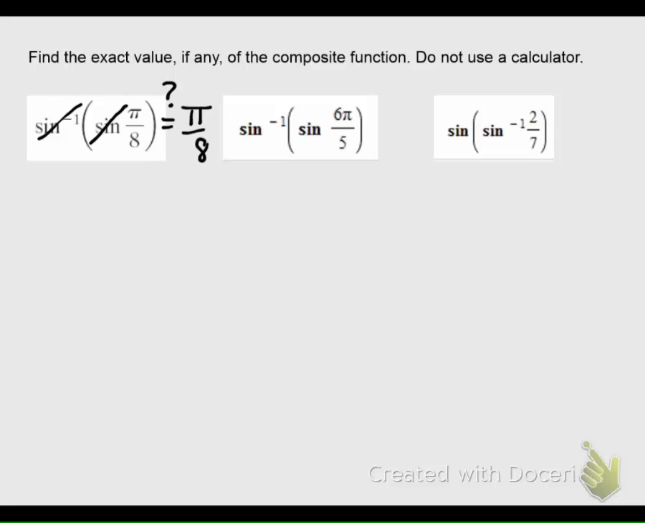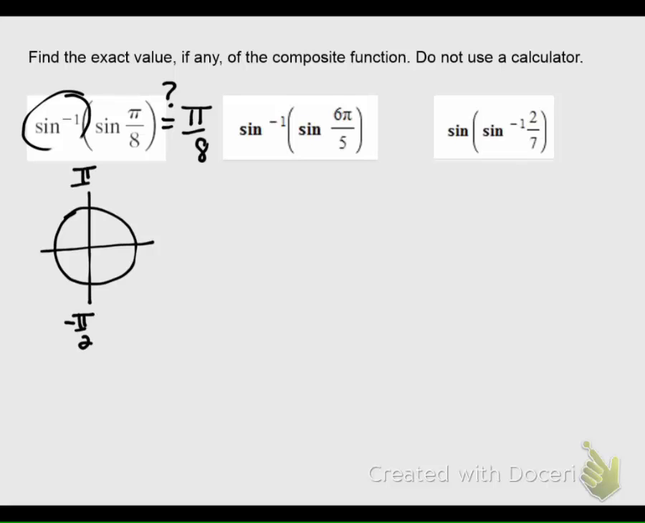To know if that can happen, I have to check the range of sine inverse. And sine inverse is the one that runs like this. It can go from -pi/2 to pi/2. So the question is, is pi/8 a number in here between these two numbers? If you're good with fractions, you see that it is, so you know that this works and that's your answer.